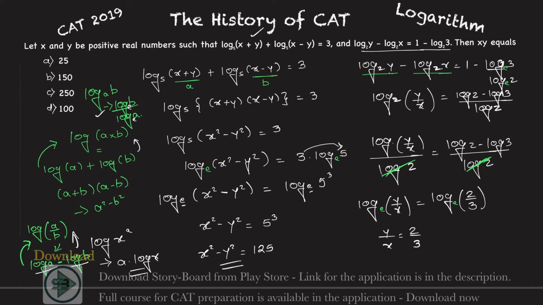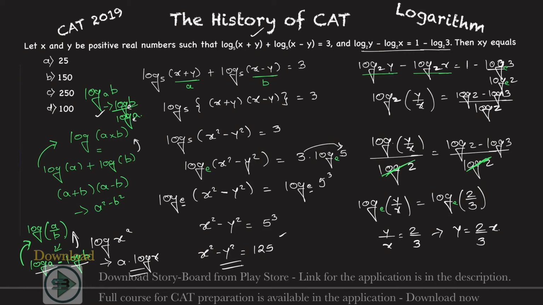Okay, so if I get this, what do I know now? What do I know about this? y is equal to 2 by 3 of x. Now let's just substitute this in any of the equations that we have. Let's substitute it here. So what will I get from this?